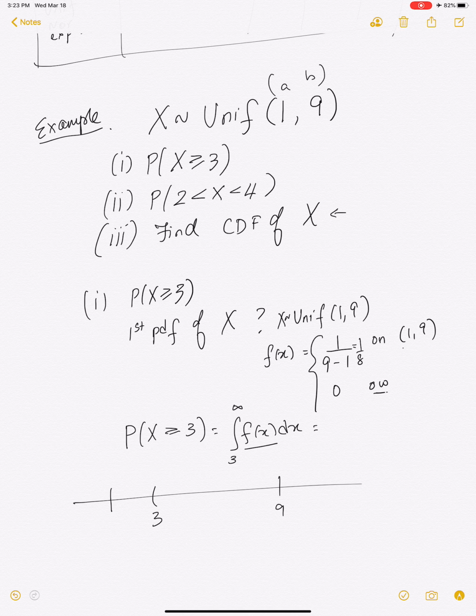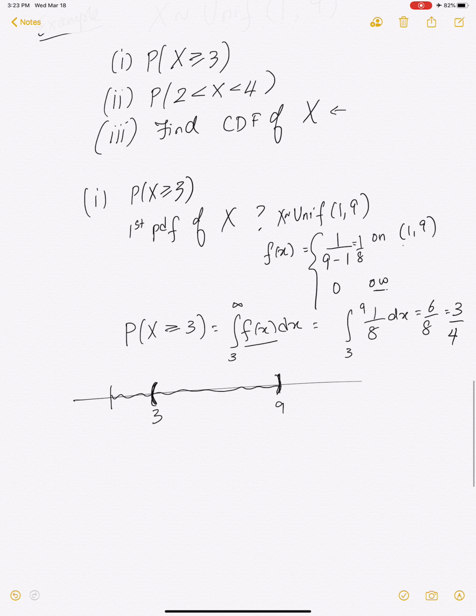From the density, though, it is only non-zero over here. You want to go from 3 to infinity, so you just integrate from 3 to 9 the density 1/8 dx. Working this out, it's going to be (9 minus 3) over 8, so 6 over 8 or 3/4. That's the probability x is bigger than or equal to 3.